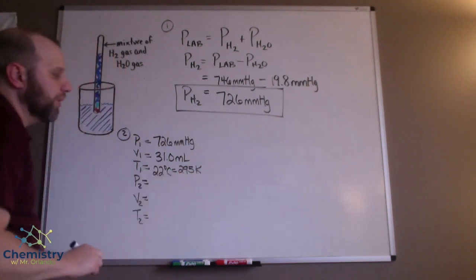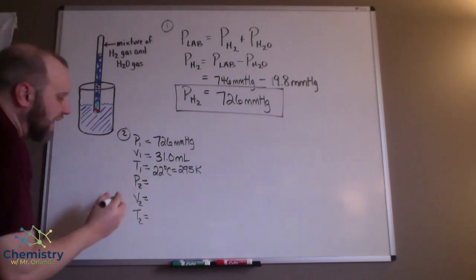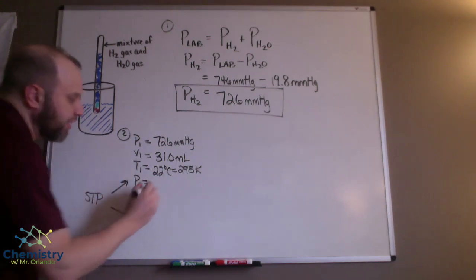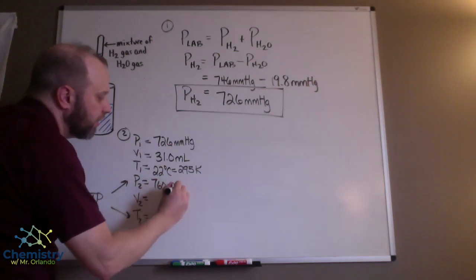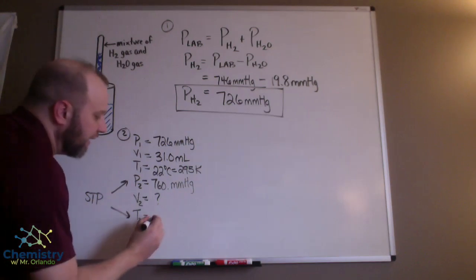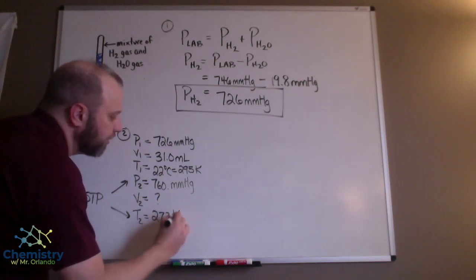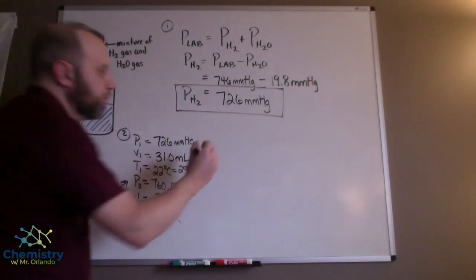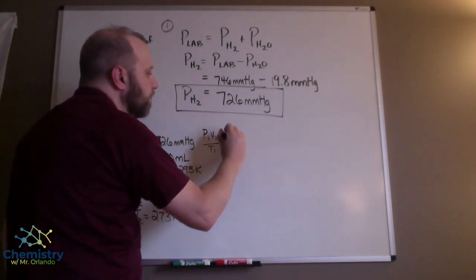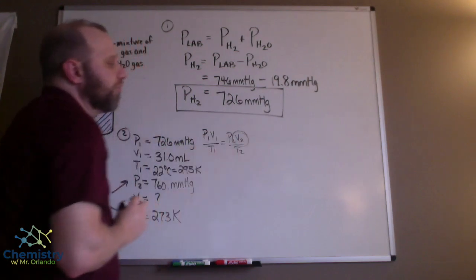I'm going to stick with 3 significant figures throughout this problem. So the new pressure, the pressure at STP, so I'm going to just remind us all here, STP is 760 mmHg. We are calculating the new volume, and temperature 2 is 0 degrees Celsius or 273 Kelvin. So I'm going to use my combined gas law, P1 V1 over T1 equals P2 V2 over T2. I'm going to solve for V2.